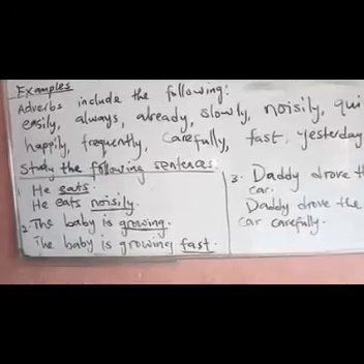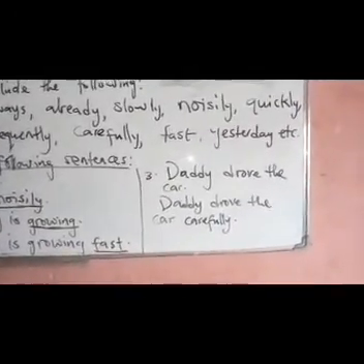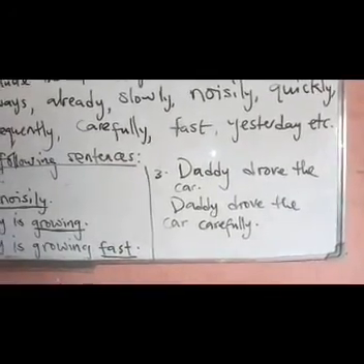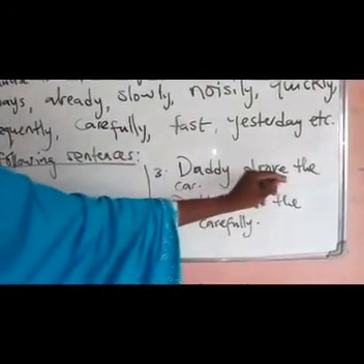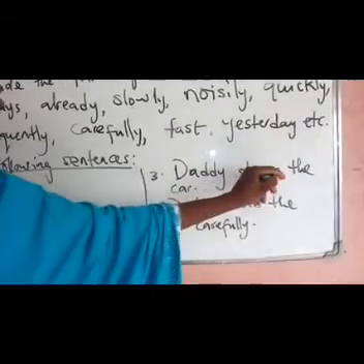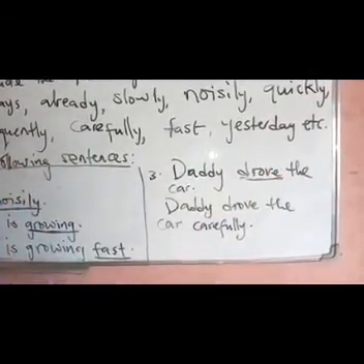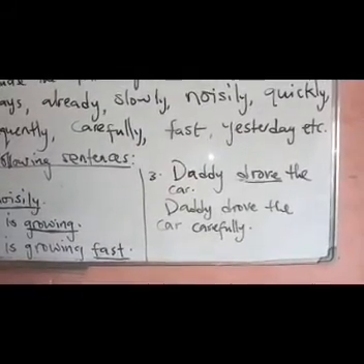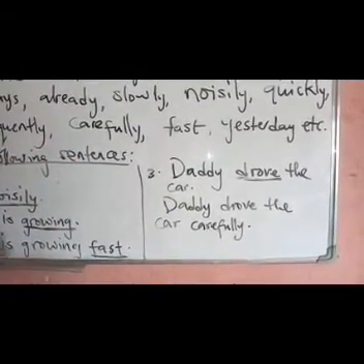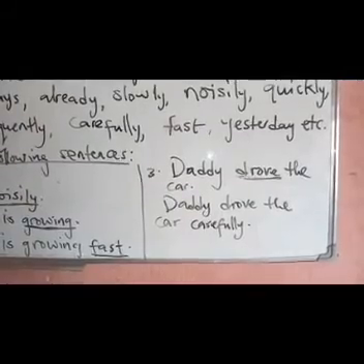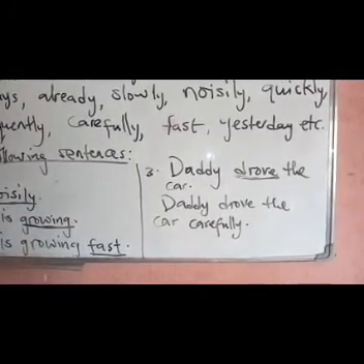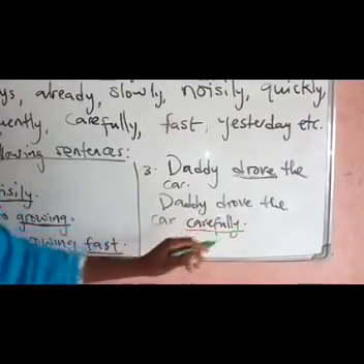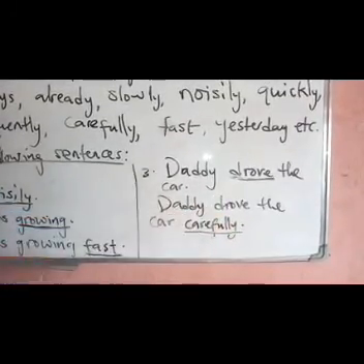The third sentence that we have, Daddy drove the car. Drove here is the verb in the past form. The past form of drive, we have drove. And then the second sentence, Daddy drove the car carefully. Now the adverb here tells us more about how Daddy drove the car.